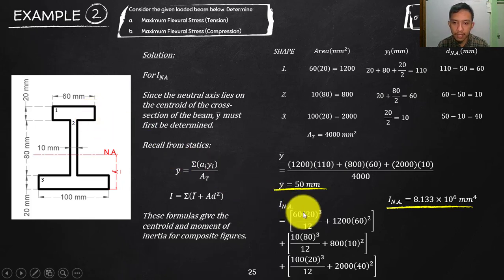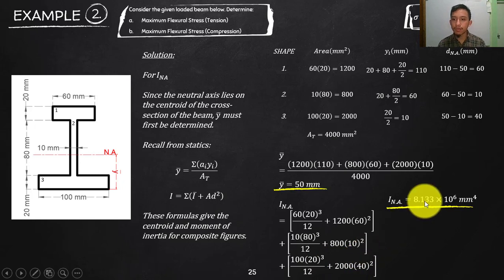Okay, see BH cube over 12 of this first plus AD squared, this is your area times d squared. Then the second is base 10 times height 80 cubed over 12 plus 80, that is the area, times 10 squared. Same thing in your third area: 100 times 20 cube over 12 plus 2000 area times your 40 squared.